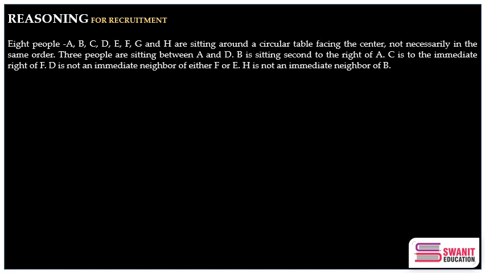So my first question over here is, 8 people A, B, C, D, E, F, G and H are sitting around a circular table facing the center, not necessarily in the same order. So by reading this line, I can say that it's a question of sitting arrangement. So there are 8 people sitting around a circular table. The next line says 3 people. I would just note down this information somewhere. So there are 8 people all facing the center. That's one good thing. Facing the center.